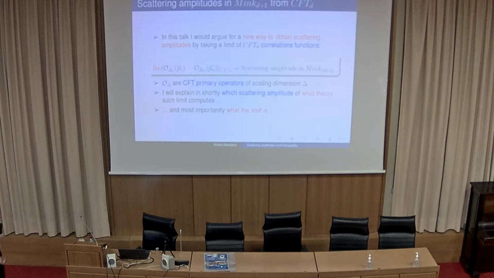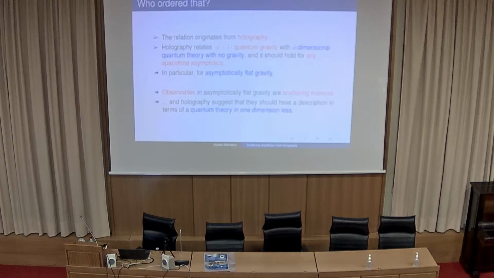If you're interested in 4-dimensional physics, like QCD or LHC collider physics, why would you start looking at 3-dimensional conformal field theory? So who ordered that? And I think my title already, in a sense, gave it up. So this relation originates from holography. So holography relates d plus 1-dimensional quantum gravity with d-dimensional quantum field theory with no gravity in 1 dimension less. And the general expectation is that it holds for any gravitational theory.